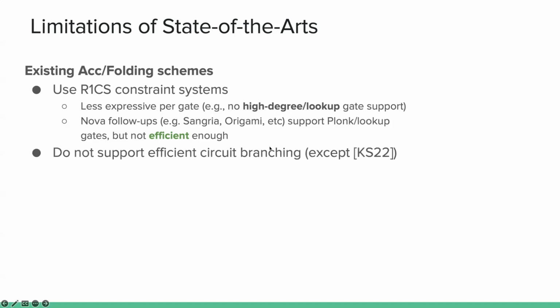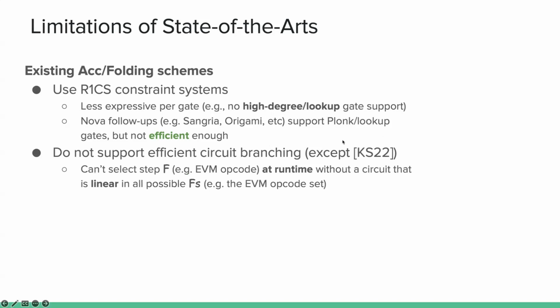And the second missing feature is that most of the current state of the art does not support efficient circuit branching, except for a previous work called SuperNova. So what does it mean? You can think about the EVM: at each step, what you can do is pick one of the opcodes to execute, right? There are hundreds of opcodes in the instruction set of the VM. But if we are using Nova, for example, what you have to do is embed, in the recursive circuit, the circuits for every opcode. That means the circuit size can blow up. If there are hundreds of opcodes, that means a hundredfold blow-up.